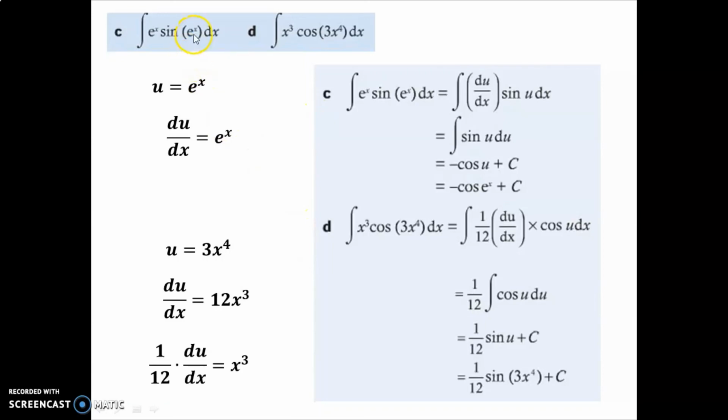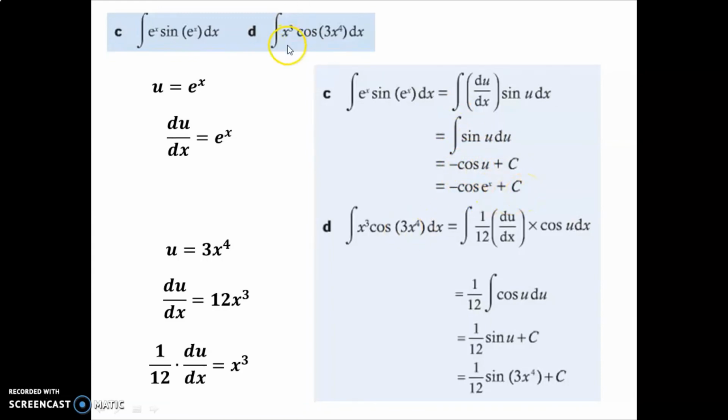Here, I made a substitution for e to the x, because the derivative of that is e to the x, and I see it right here. So by that substitution, I can rewrite it like this. Sine of u, and then there's the du/dx. Those dx's are gone. We're left with sine u du. The integral of sine is negative cosine. Put the u back in, and we're back to here.